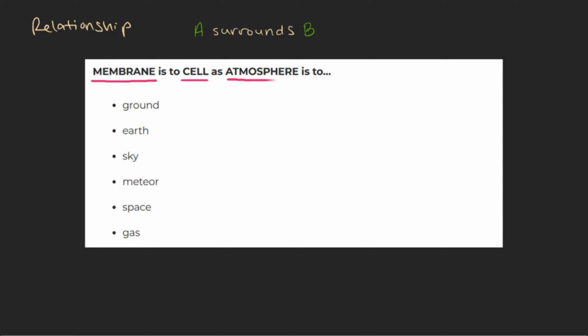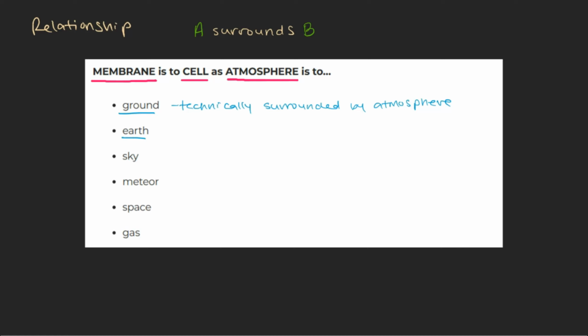As our given word is atmosphere, let's try and find something the atmosphere surrounds. With this in mind, let's take a look at our choices. A. Ground. As the ground is technically surrounded by atmosphere, let's keep an eye on this choice as we check out our other options.